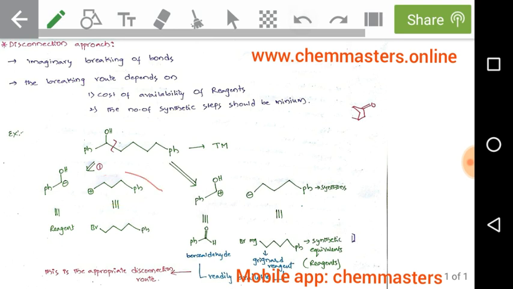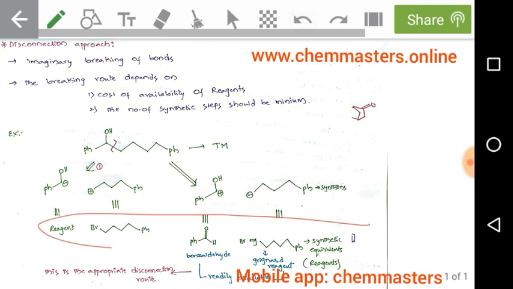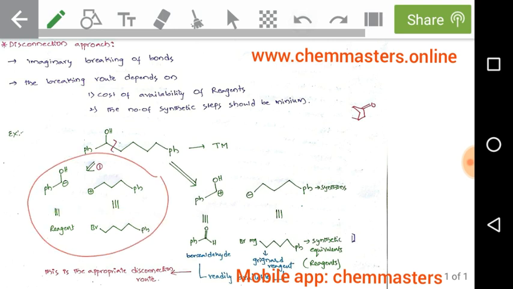Okay, so from this, here these are synthons and these are synthetic equivalents or reagents. Now, another route in which this has a positive charge or carbocation and this has a negative charge. Just check the synthetic equivalence for the first route of disconnection.